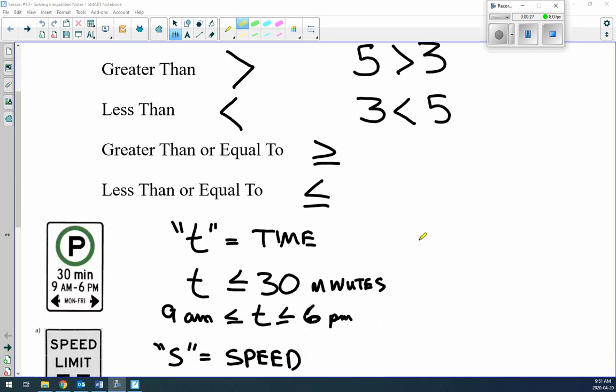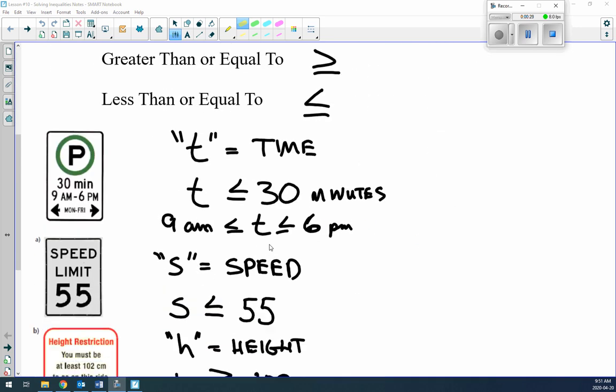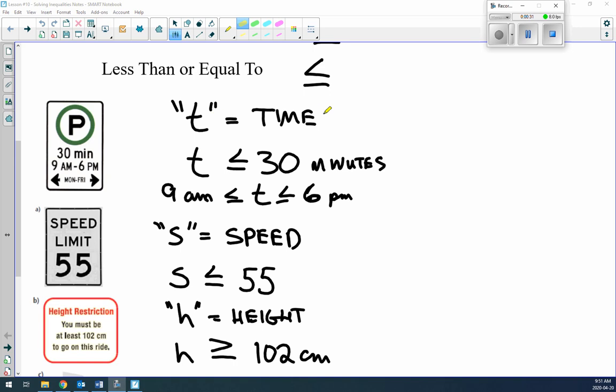You see examples like this in the real world all the time. For instance, you've got a parking sign here. Define our variable t equals time. In this case, 30 minutes is the max, so it could be less than or equal to. You could go up to 30. You can't go over 30, but you could go less than 30. Time frame wise, you could say between 9 a.m. and 6 p.m. So 9 has to be less than or equal to t, and t less than or equal to 6. Again, you could start right at 9 and go to 6.